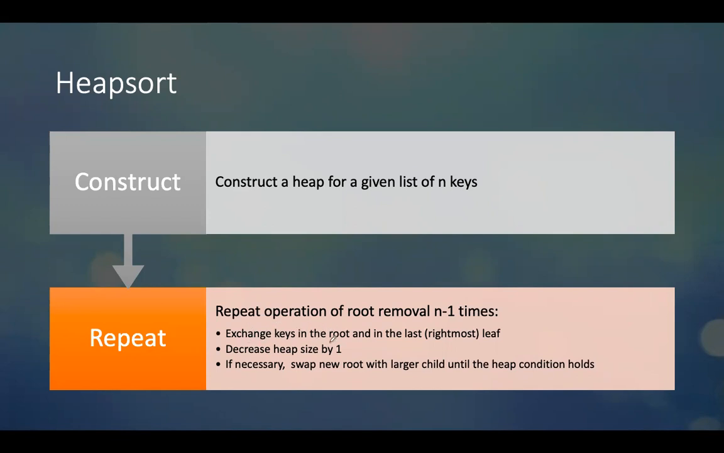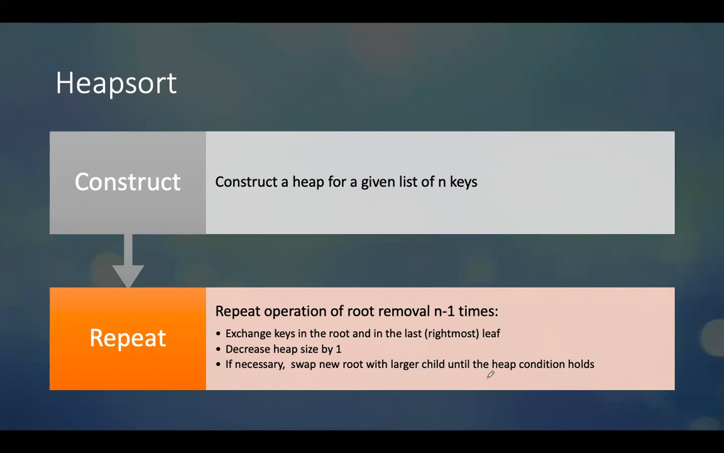First step, exchange keys in the root and the last leaf element. Root element, we will replace it with the last rightmost leaf element. That's the first step. And then decrease heap size by 1. If necessary, swap new root element with a larger child until the heap condition holds.